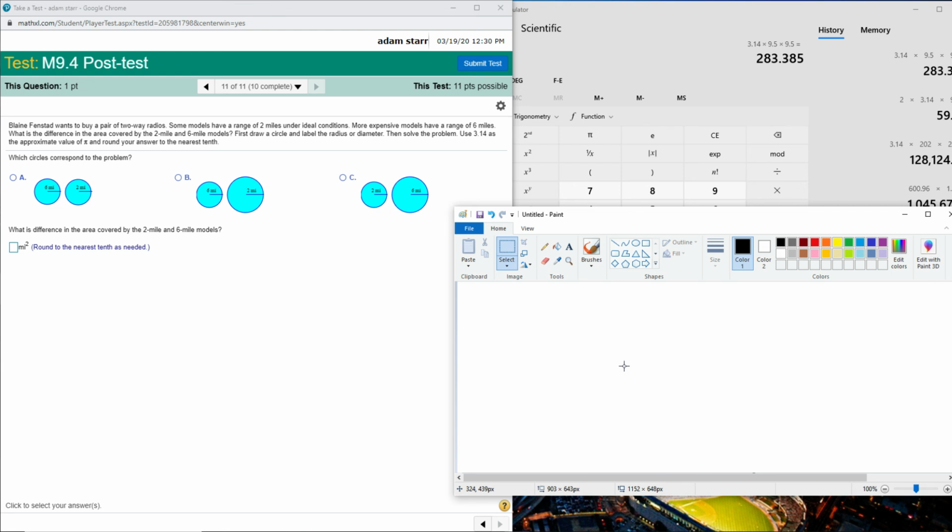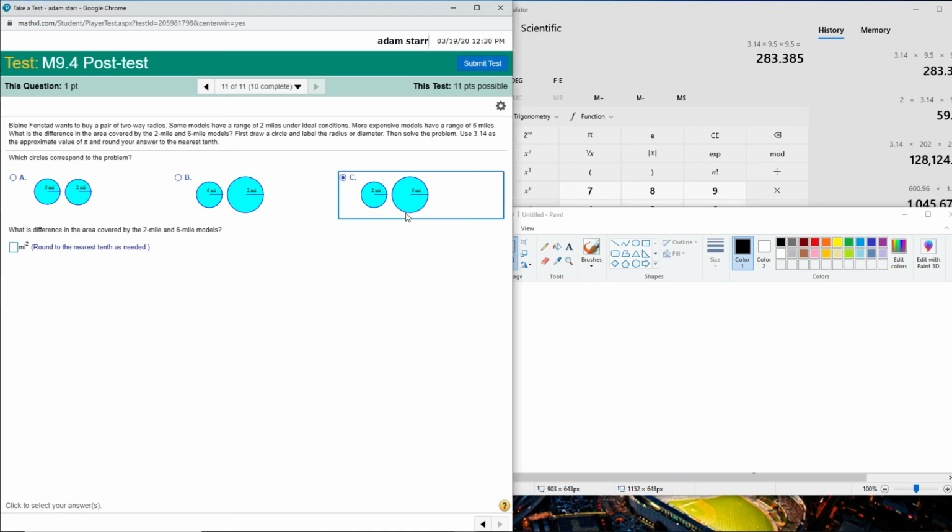Okay, so some have a 2 mile, some have a 6 mile. If we look at the drawing, okay, these two look exactly the same, even though it says 6 and 2, so it's obviously not choice A. If I look at choice B, this is 2 mile, this is 6 mile. 2 is less than 6, and this circle is bigger, so it can't be B. And looking at C, the 2 mile circle is smaller than the 6 mile circle, so it is choice C for me here.